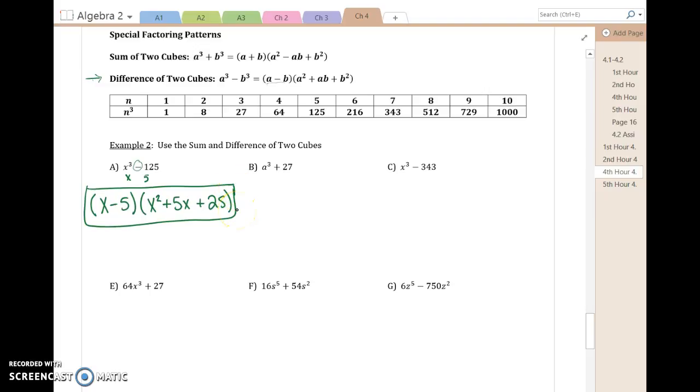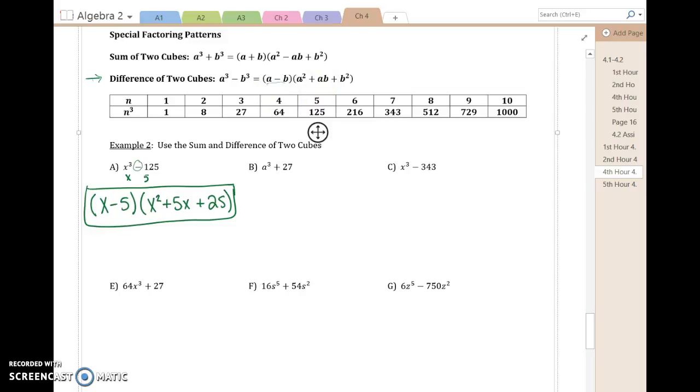Now let's look at the patterns. I want you to notice the patterns are exactly the same. A, B, A squared, AB, B squared. It follows that pattern for both of them. The addition or subtraction in the first set of parentheses matches the original problem. So if it's the sum of two cubes, the first set of parentheses will be plus. If it's the difference of two cubes, the first symbol will be minus. The second symbol is the opposite of whatever symbol you used in the first set of parentheses. The last symbol is always plus.